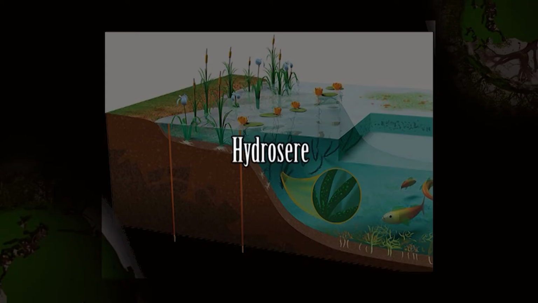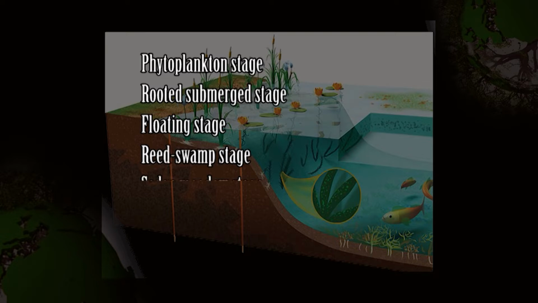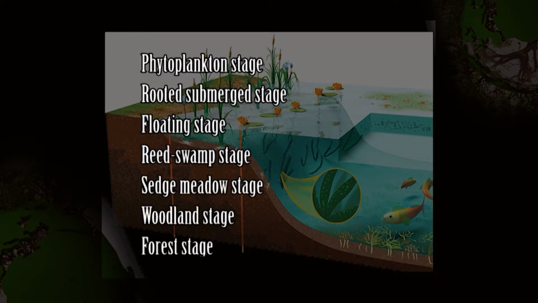Dear students, let us discuss some examples of ecological succession, and one of the examples is that of hydrosere. Hydrosere involves the following stages. Stage 1 is the phytoplankton stage, followed by the rooted submerged stage, followed by the floating stage, then the reed swamp stage, sedge meadow stage, woodland stage and finally the forest stage.